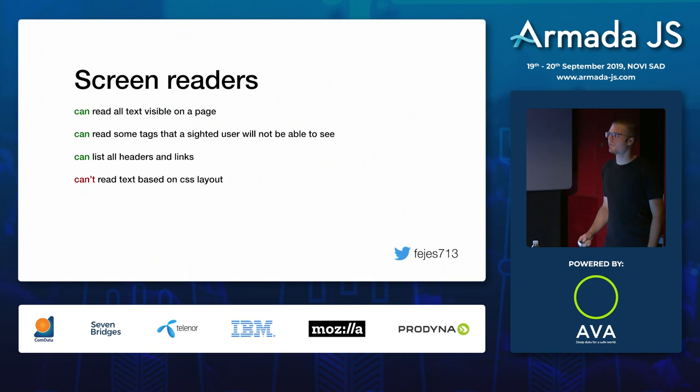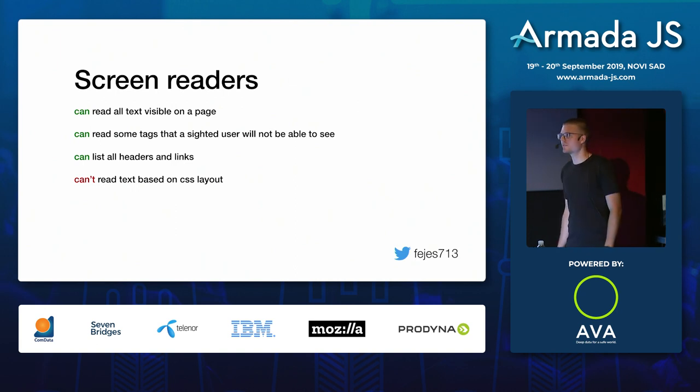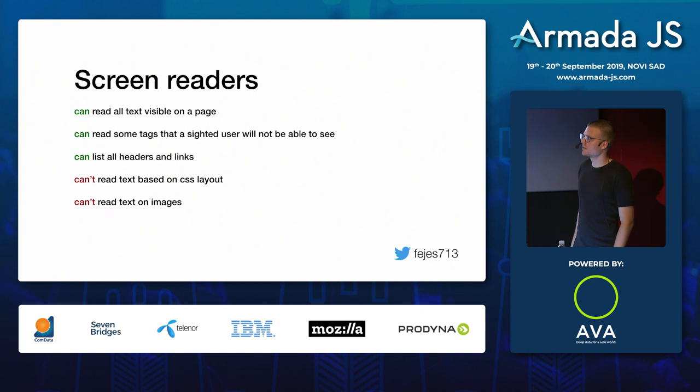So if your HTML is not in logical order and you use CSS flexbox and grid to make it look nice, the screen readers might not be able to resolve that content for the user. And they also cannot read text on images, so you need to take care of that as well.